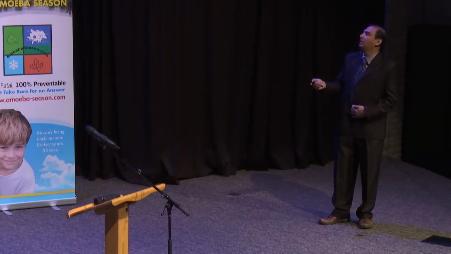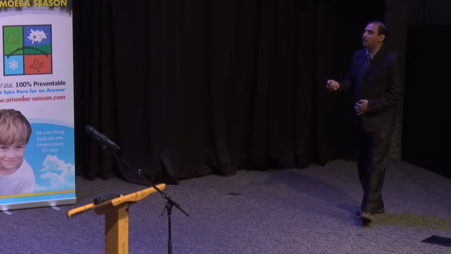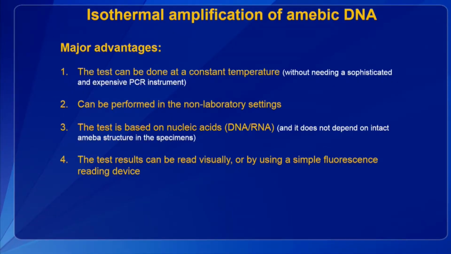Another improved tool can be isothermal amplification, which will be an alternative to normal, conventional or real-time PCR. The major advantage would be that we should be able to do it at a constant temperature without needing a PCR instrument. It can be done using a water bath, heat block, something like that, or even at room temperature. And so it can be performed in non-laboratory settings.